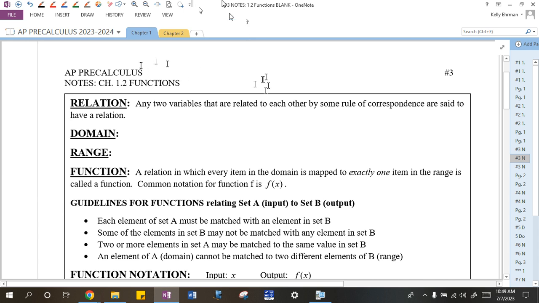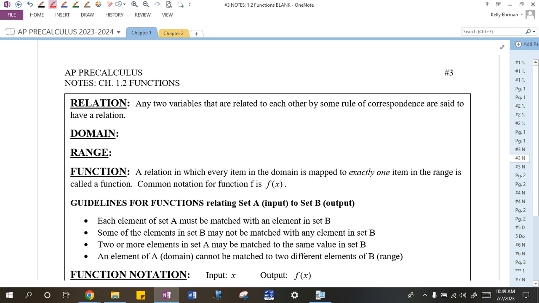So a relation is any two variables that are somehow related to each other. It could be by any rule of correspondence. That just means there could be a graph, there could be a table, there could be an equation. We're just relating two variables. So if two variables have some sort of relationship, it is called a relation. You can have domain and range of a relation and of a function.